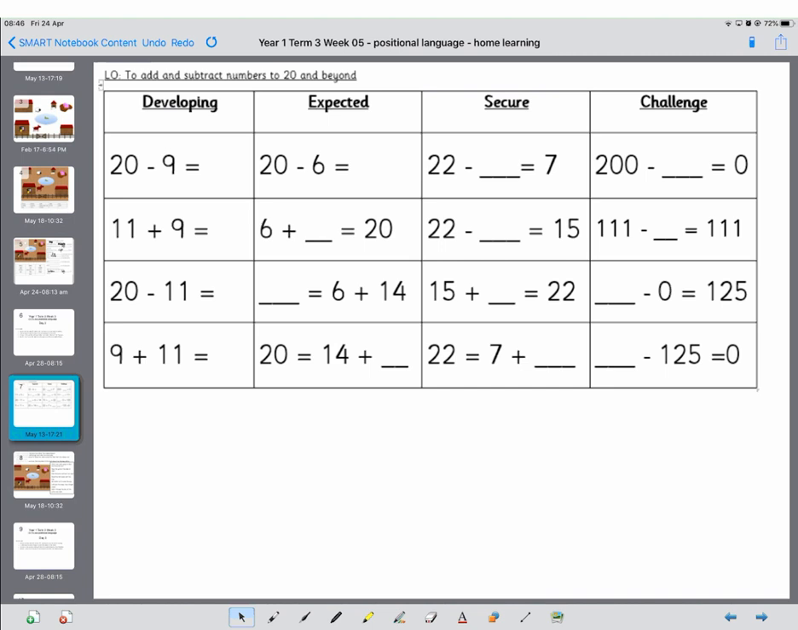Okay, so today we're going to be adding and subtracting numbers to 20 and beyond. So you're going to need your counters, etc. However you find the answers to these, and when you're ready, start the video again and I'll go through the answers.